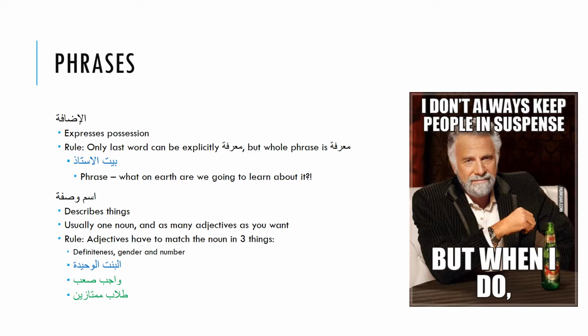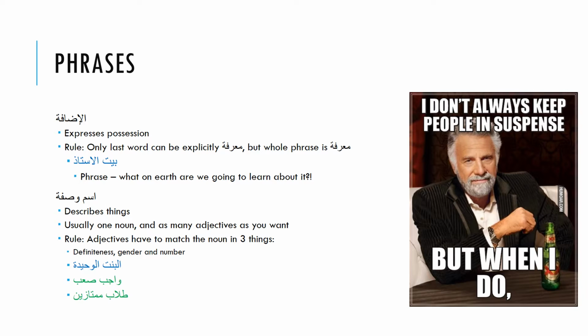Claire's horse, right? We don't know anything more about this than just that this thing is possessed by this person. We've learned the rule that only the last word can be explicitly ma'rifa, but the whole phrase itself is basically ma'rifa. For example, Beit al-Ustaz. This is a phrase, we don't know anything more about this bait. Is it bait kabir? Is bait al-ustaz saghir? Al-ustaz ma'ando masari? Right? We don't know. It's just a phrase.